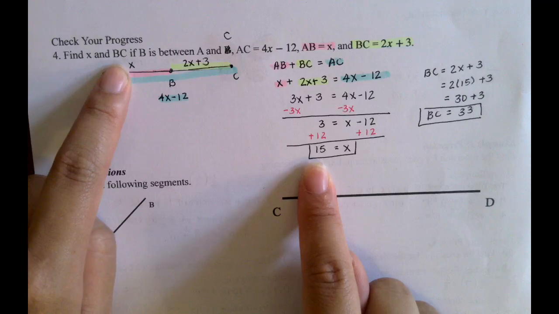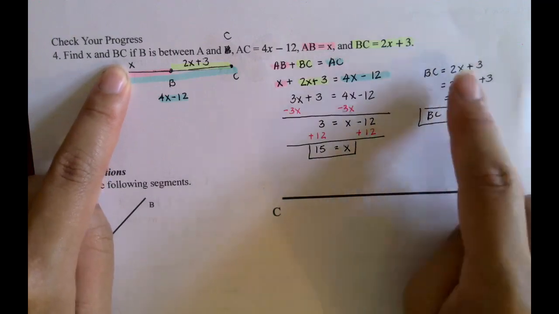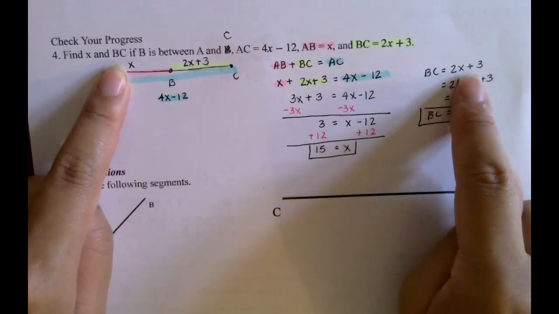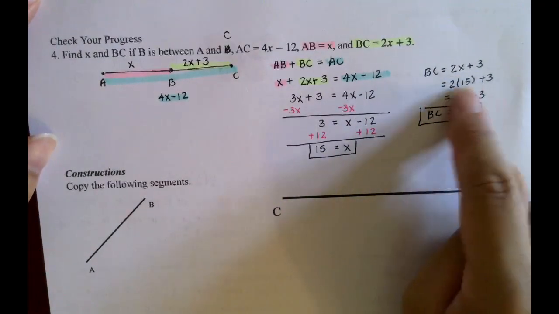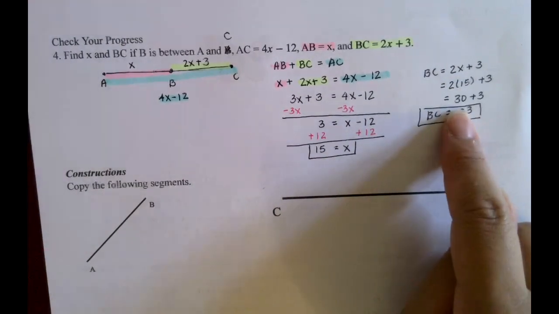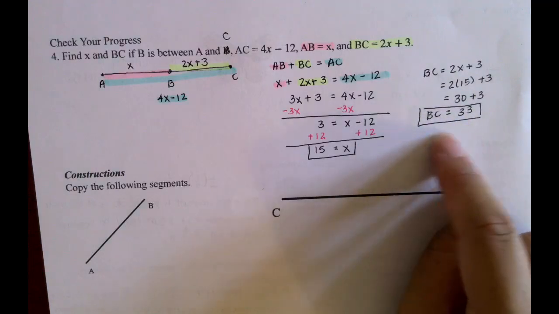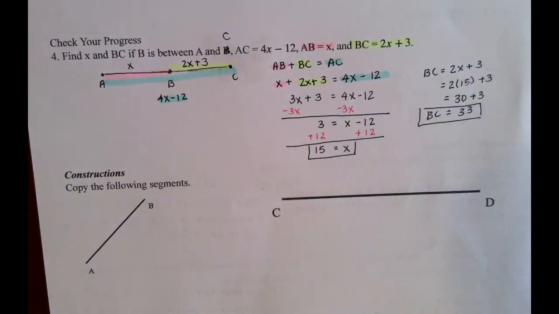The second part asked me to find BC. Since I know that BC is 2x plus 3, and now that I know what x is, I can plug in the 15 for x. 2 times 15 is 30. 30 plus 3 is 33, and so BC is 33.